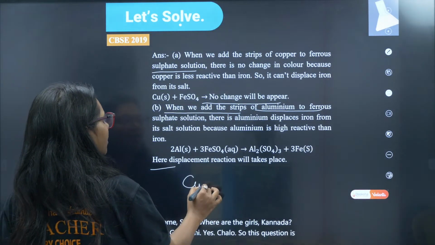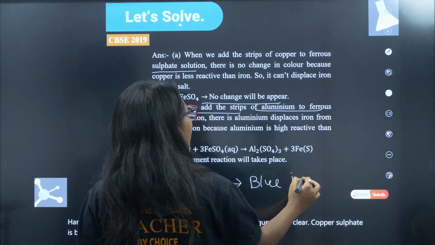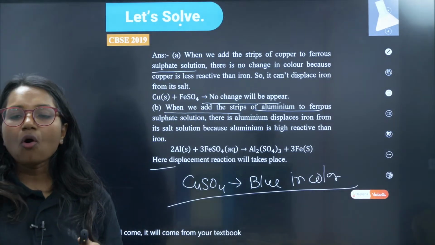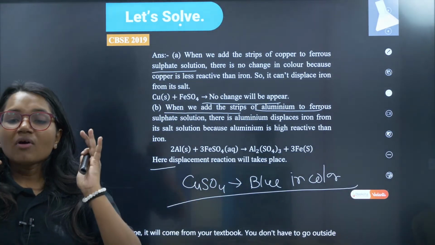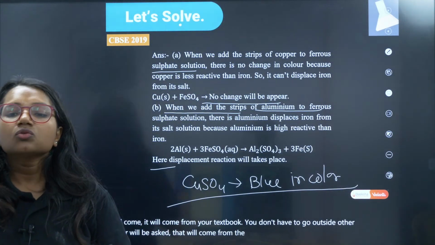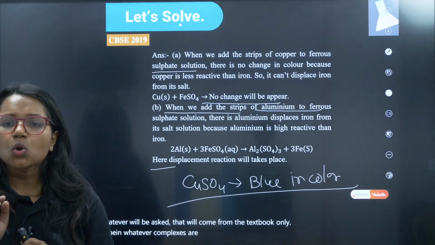Copper sulfate is blue in color. Whatever will come, it will come from your textbook. You don't have to go outside of the textbook. Whatever will be asked, that will come from the textbook only. So whatever complexes are given in the textbook, you just have to remember those.